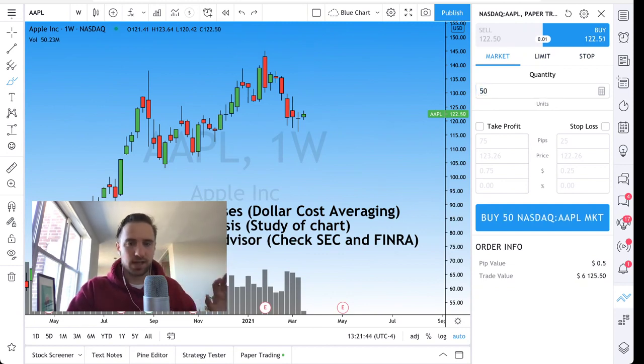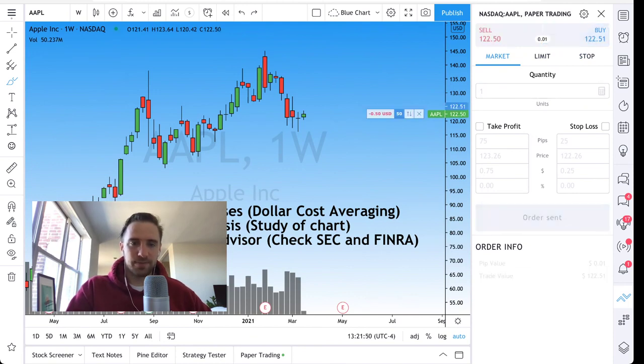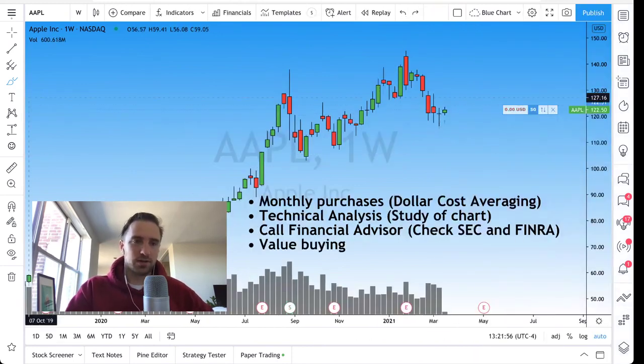I have no money on the line. This is more like a video game. It's simulated. I'm buying 50 shares of Apple. I can click buy, and I've just bought 50 shares of Apple. You can see the entry price. So you can use paper trading to just get started without risking anything.